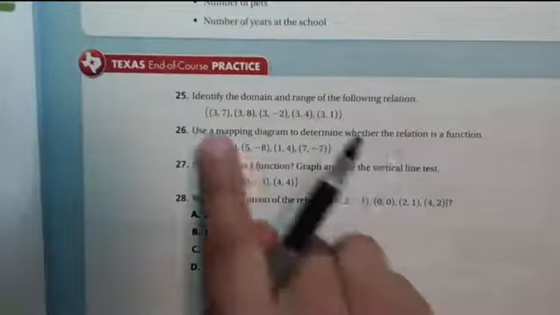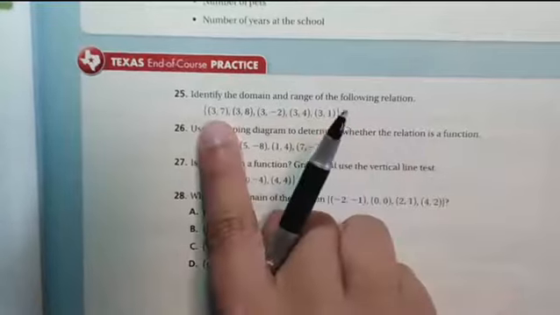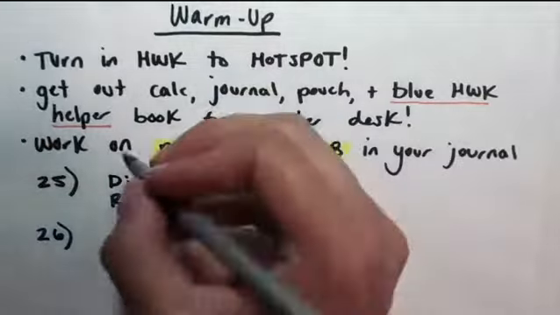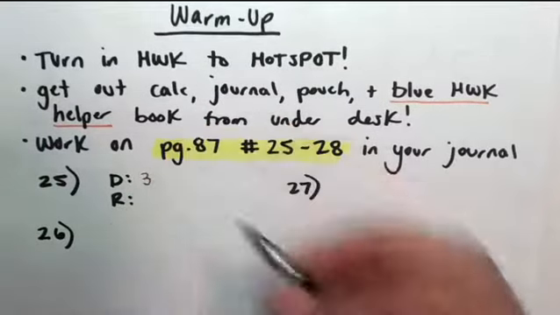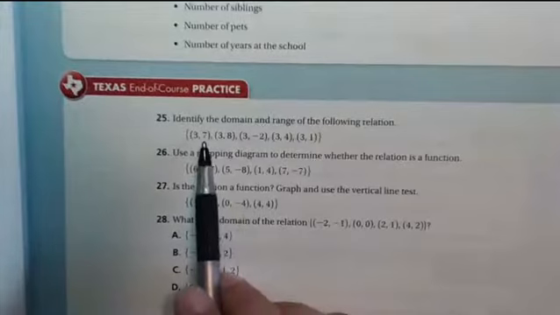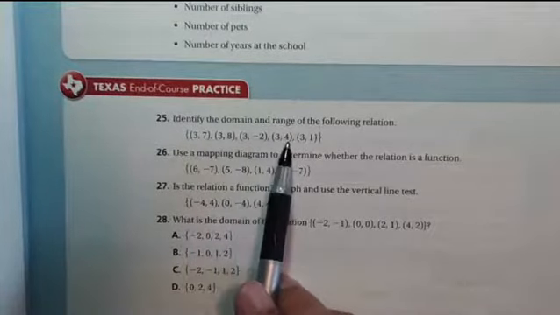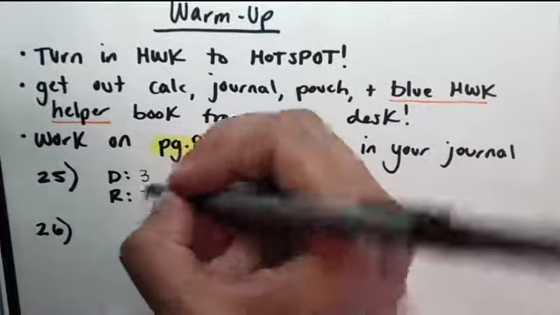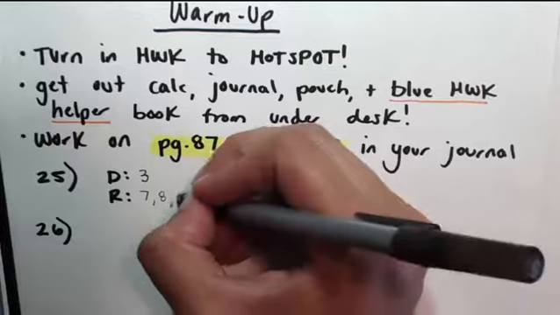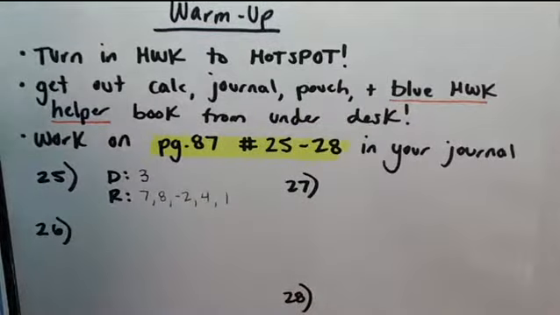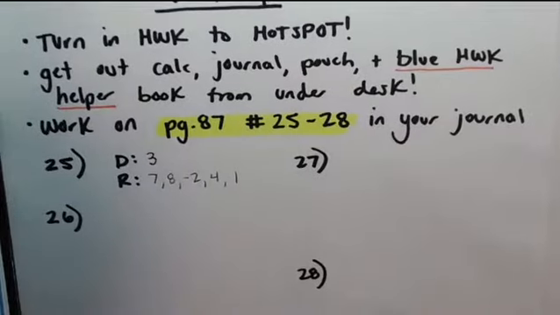So if I'm looking at the ordered pairs that they give me, it looks like the domains are 3, 3, 3, 3, 3. Now since they're all listed as 3's, it's the same number, so I'm just going to list 3 one time. And the ranges here are the y values, 7, 8, -2, 4, and 1. So I'm going to go ahead and list those out: 7, 8, -2, 4, and 1, and that's all. That's all they wanted me to do, was identify the domain and range.